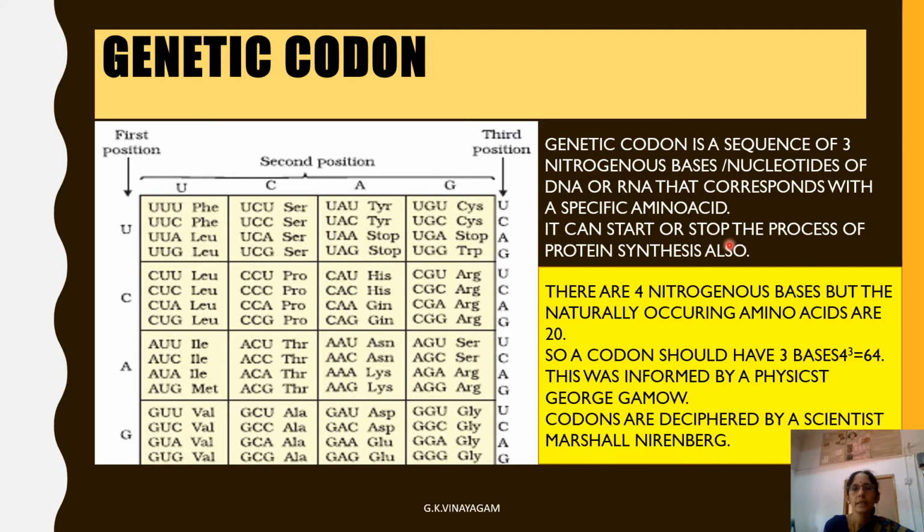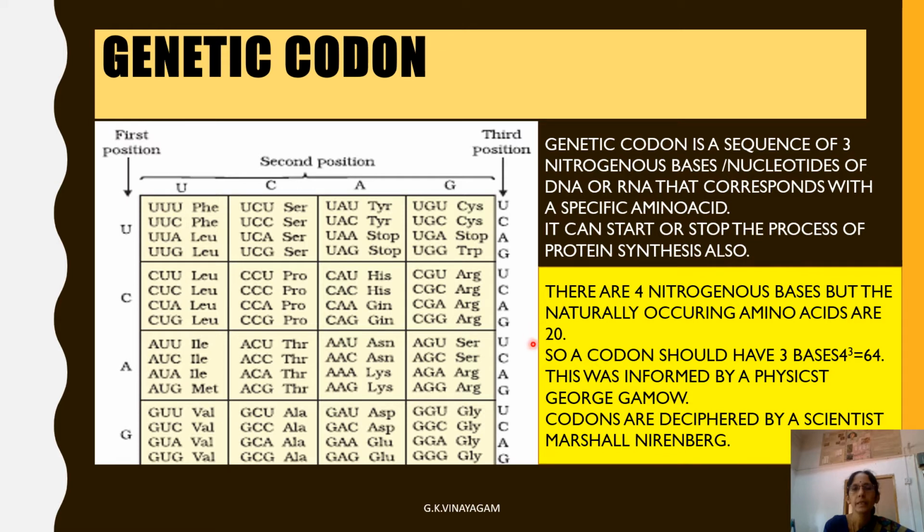Now the question is, if you take a DNA molecule, it repeatedly consists of how many bases? 4 bases are there. What are the 4 bases? Adenine, thymine, guanine and cytosine. If you take an RNA, instead of thymine, uracil is present. So it consists of 4 nitrogenous bases. And what is the function of the genetic codon? It can either start or it can stop the protein synthesis. That means it is playing a very vital role in protein synthesis.